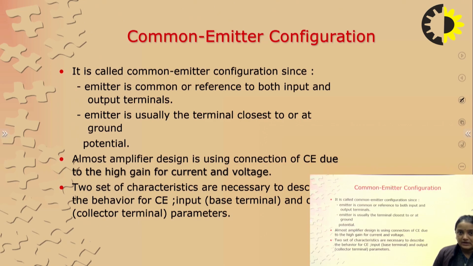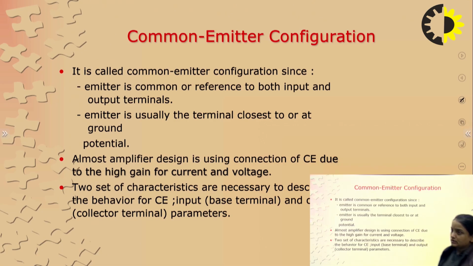So what is common emitter configuration? It is called common emitter configuration because in this the emitter terminal is grounded. Similarly, in case of common base, the base terminal is grounded, and in common collector, the collector terminal is grounded. So this is the point of differentiation which we use to categorize these three configurations. If it is in common emitter configuration, then the emitter terminal is grounded. If it is in common base configuration, then the base terminal is grounded. And if it is in common collector, then the collector terminal is grounded.